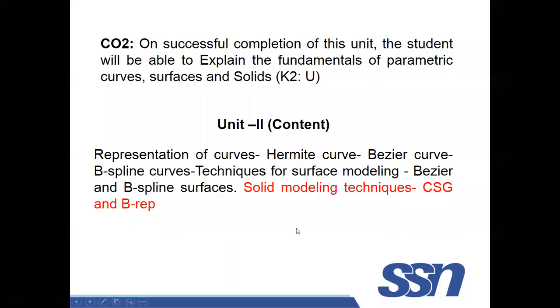Okay. So the course content I am showing now. Today's session, we are going to discuss solid modeling techniques. There are two techniques. In this session, we are going to discuss CSG.